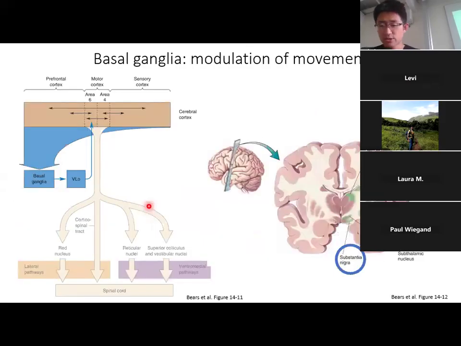Okay, let's quickly come to the next brain area, the basal ganglia. Here we can see roughly the connections of the basal ganglia. It also receives input from the motor cortex, and it sends output back to the motor cortex. So it's kind of a loop. And let's take a deeper look at how this loop is formed.